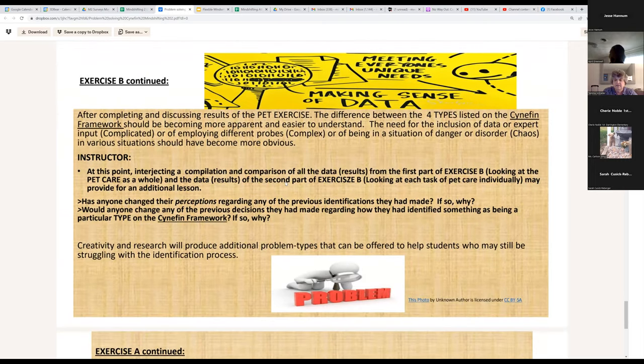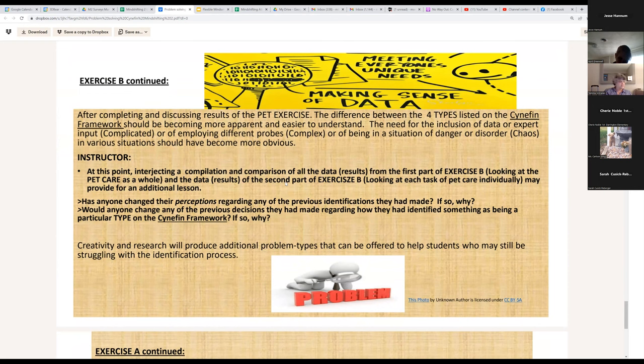After completing and discussing the results of the pet exercise, the difference between the four types listed in the framework should be becoming more apparent and easier to understand. And then the need for the inclusion of data or expert input, which would make it complicated, or the employing of different experiments, probes, that would make it complex, or just being a situation of complete danger and disorder, which would be chaotic, which would be a rhinoceros, of course.